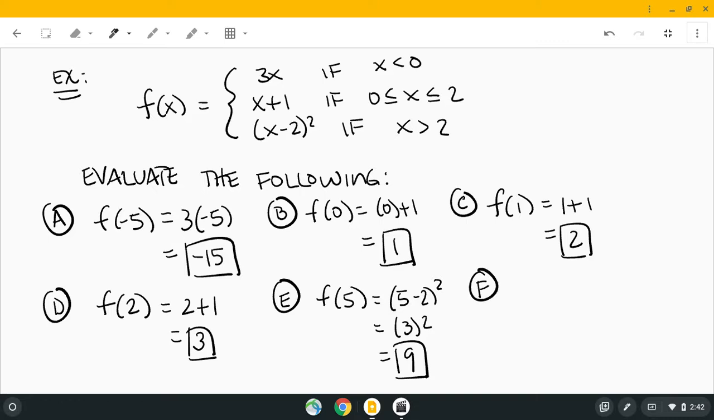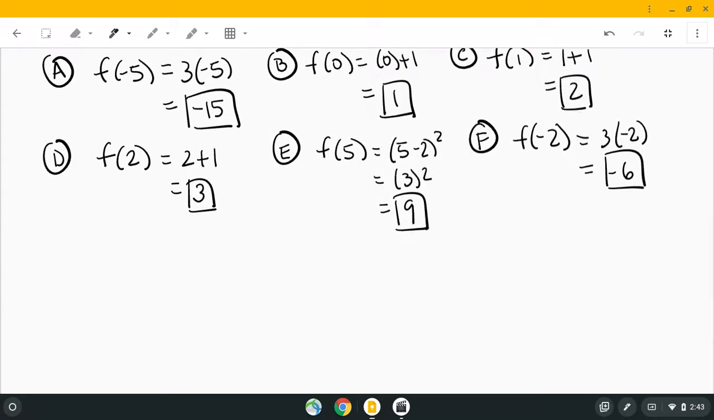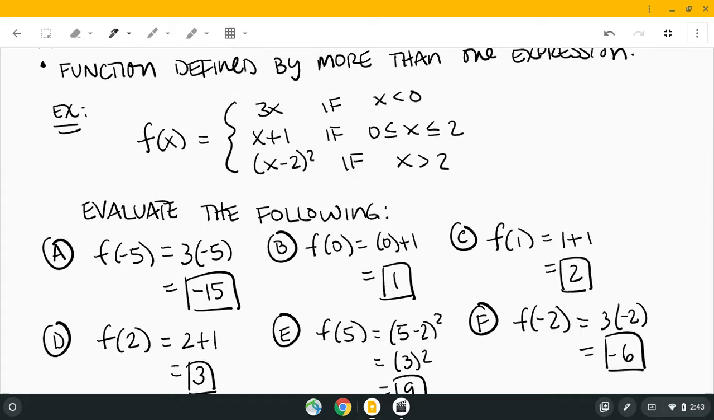Good. And try this last one. Go ahead and evaluate f of negative 2. Hit the pause button and come right back. All right, negative 2 falls over here. It's a number less than 0, so we're going to use 3x. So 3 times negative 2 gives me negative 6. Good. All right, so that's how you work with a piecewise function.